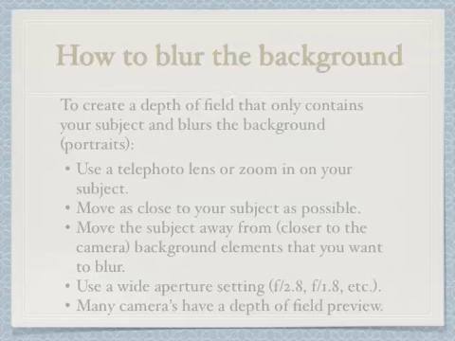Now, if you want to blur the background, which you frequently do when you're shooting portraits because you don't want other items in the photograph to interfere with your appreciation of the person you're trying to photograph, you want to create a depth of field that contains only your subject and blurs the background. Use a telephoto lens or zoom in on your subject. Move as close to your subject as possible. Move the subject away from the background elements that you want to blur, and use the widest aperture that you can. So, for example, f2.8 or 1.8.